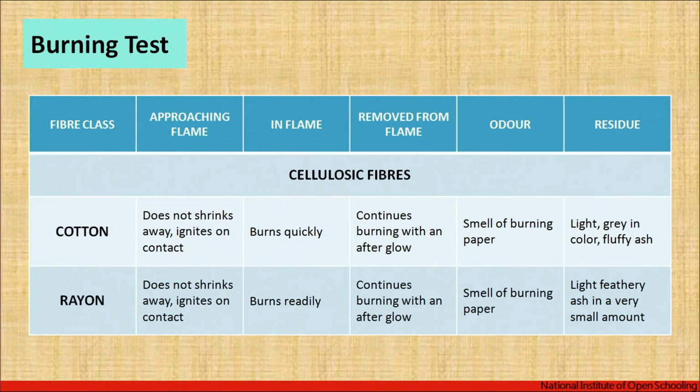If you burn a piece of fabric which smells like burning paper, you can easily identify that it falls under the category of cellulosic fiber. The residue is usually light gray in color with a fluffy ash, and for rayon it is a light feathery ash in a very small amount. So cellulosic fiber, when burned against flame, produces the odor of burning paper.